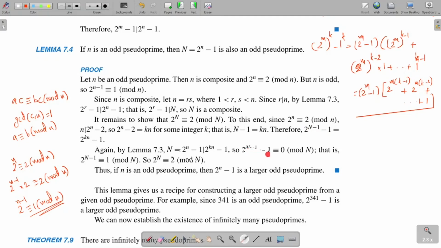In other words, 2 raised to N minus 1 minus 1 is congruent to 0 mod N. Or if we take 1 to the right-hand side, we have 2 raised to N minus 1 congruent to 1 mod N. Multiplying 2 with both sides of the congruence, we have 2 raised to N congruent to 2 mod N. Therefore, capital N is a composite number and it satisfies the relation 2 raised to N congruent to 2 mod N. Hence, if n is an odd pseudoprime, then 2 raised to n minus 1 is a larger odd pseudoprime.